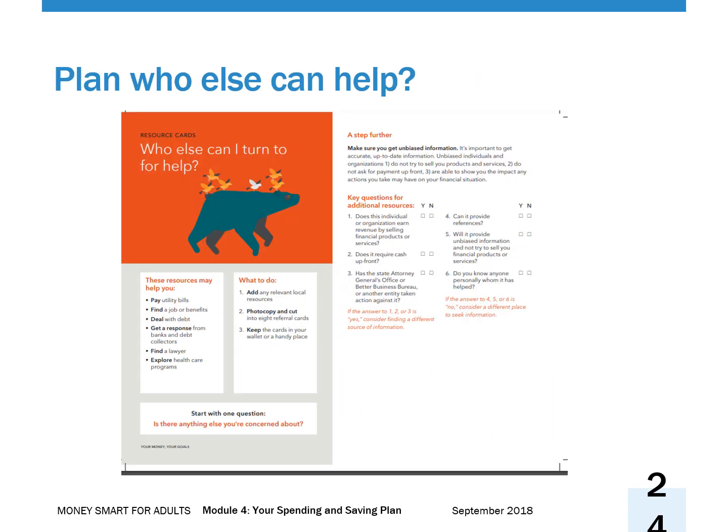Now, who else can help you? It gives you resources about paying utility bills, how to find a job, deal with debt, get a response from banks and debt collectors, find a lawyer, explore healthcare programs. It gives you some key questions to ask. And if you answer yes to some of those questions, then you want to consider finding different resources.